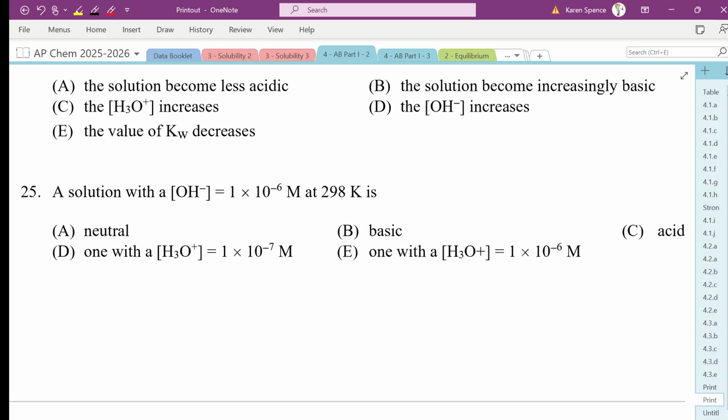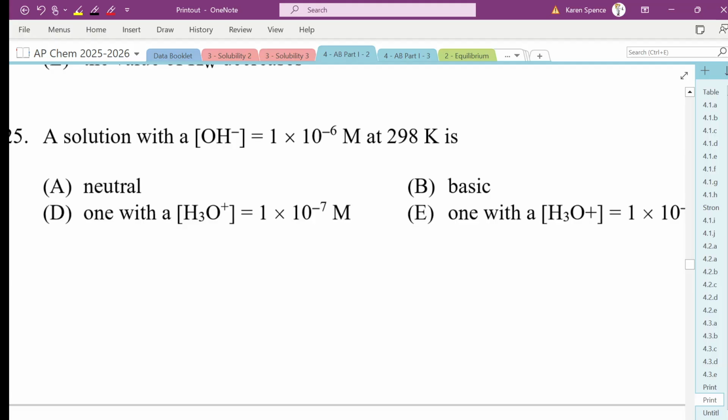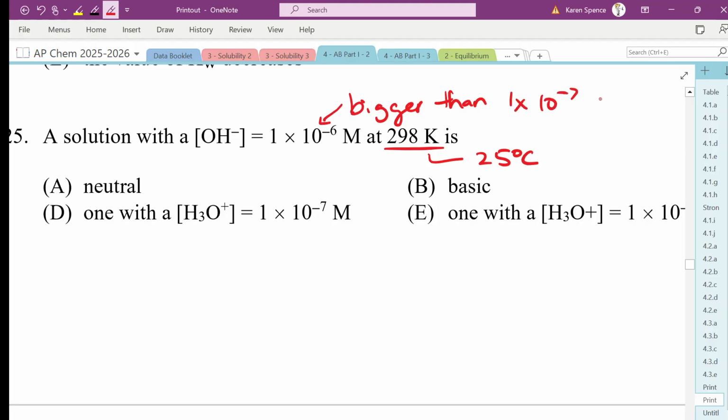A solution with a concentration of OH minus of 1 times 10 to the negative 6. So that is bigger than... 298 Kelvin is 25 degrees Celsius. This is bigger than 1 times 10 to the negative 7, so it's going to be basic, because 10 to the negative 7 is neutral, so it is basic.